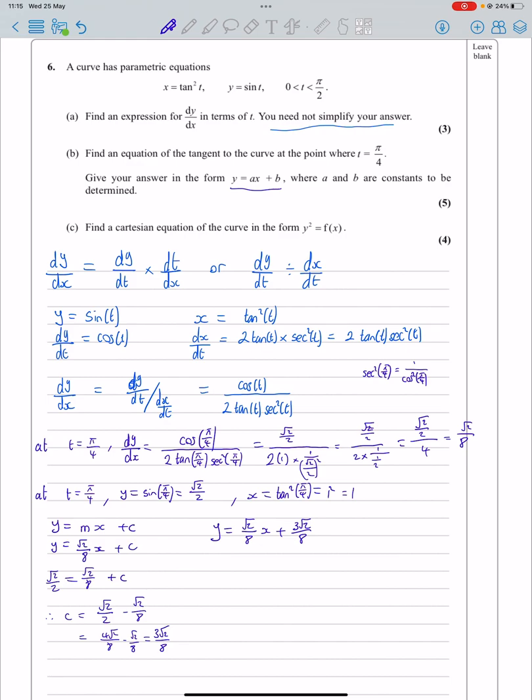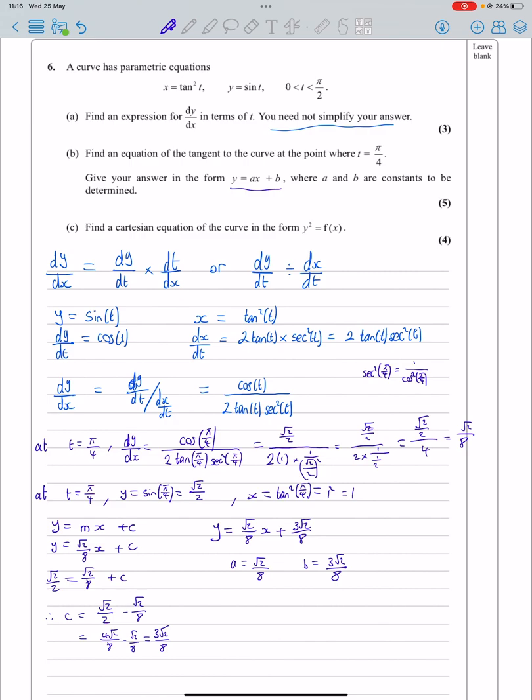Okay, it says a and b in the form y equals ax plus b. I mean, that was our same form. And it says a and b are constants to be determined. So we determine that a equals root 2 over 8 and b equals 3 root 2 over 8. Now, they make you do this so you essentially don't just slap it into a calculator and just do the work like that. So there we go.